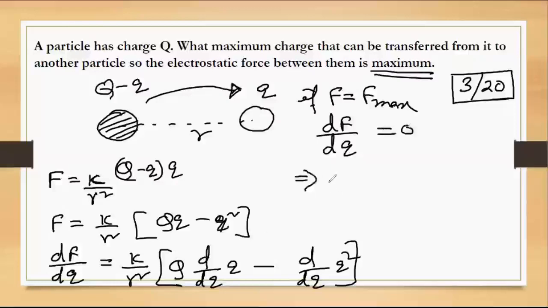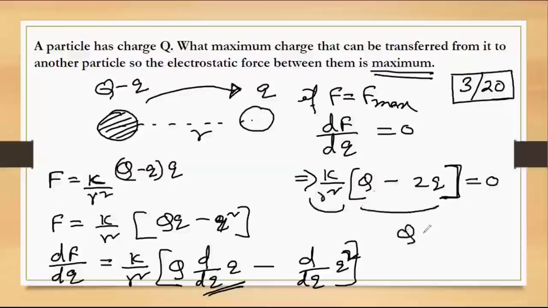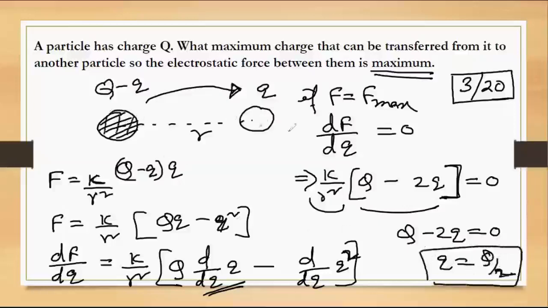So we can write k by r square times, here it will be 1 only, dq by dq, so it will remain Q only, and here it will be 2q, because it is q square, so 2 will come. So it is equal to 0. From that, this part is not 0, so Q minus 2q equal to 0, which means q equals Q by 2. 50% of the charge should be transferred from one to the other.